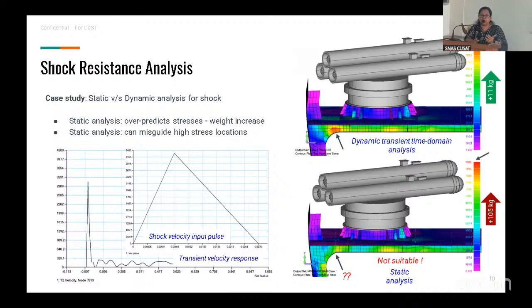So you can see that in these two results, for the dynamic analysis case, the stresses are low as compared to the static analysis. So in this case, we find that the static analysis over-predicts the stresses. So to keep the stresses within the criteria limits, we have to increase the scantlings much more as compared to the dynamic analysis. So that leads to a drastic weight increase.